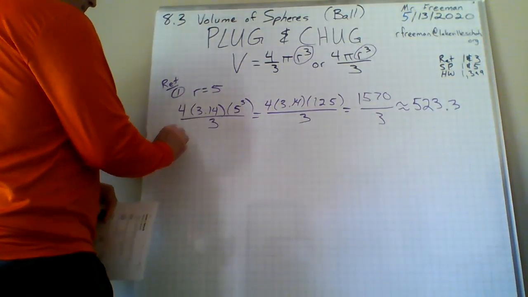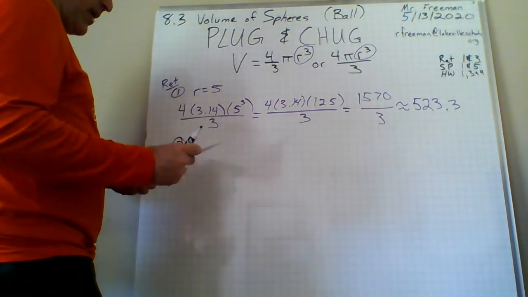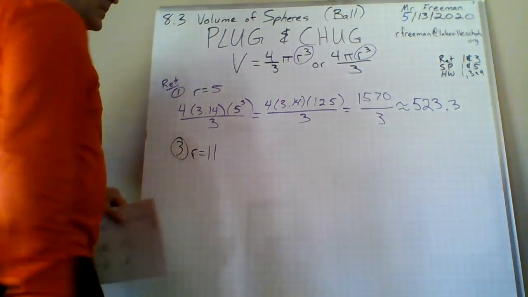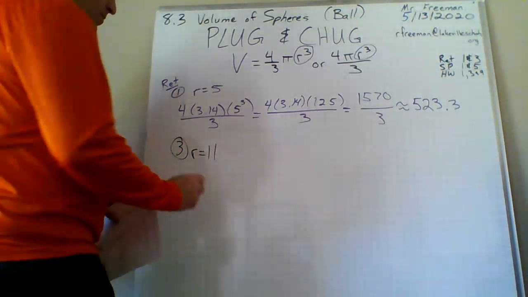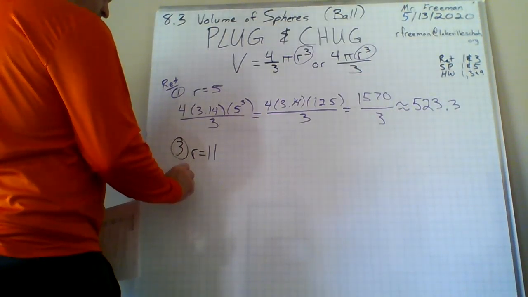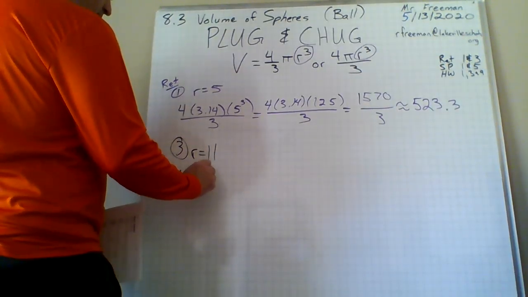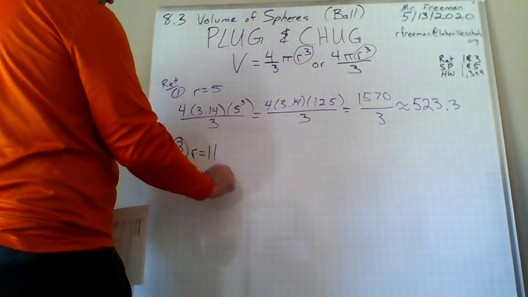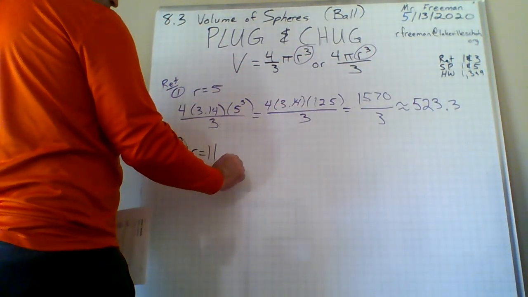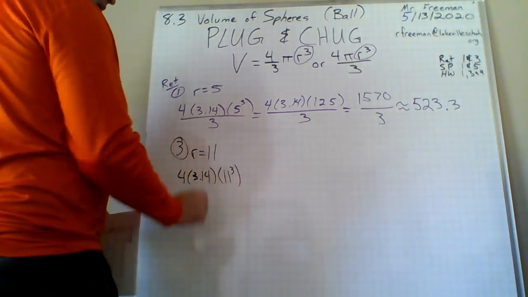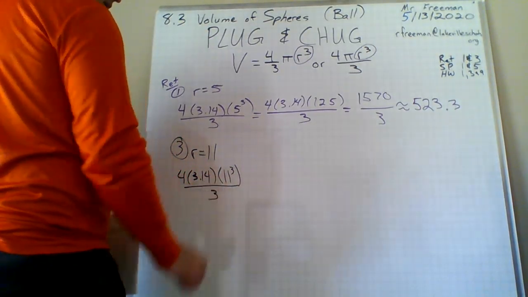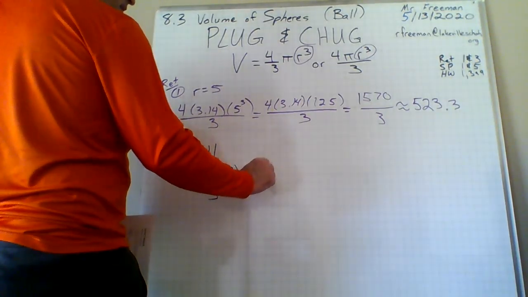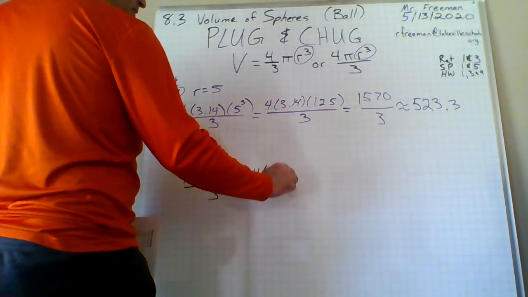Number 3 gives us a radius of 11. Okay, radius is 11. Right away we can plug this in. 4 times pi. That's just the first part of the formula. Now I plug in my 11, but I'm going to cube it. And we're going to end up dividing this by 3. Just sticking with this top row and only doing one simple step at a time.